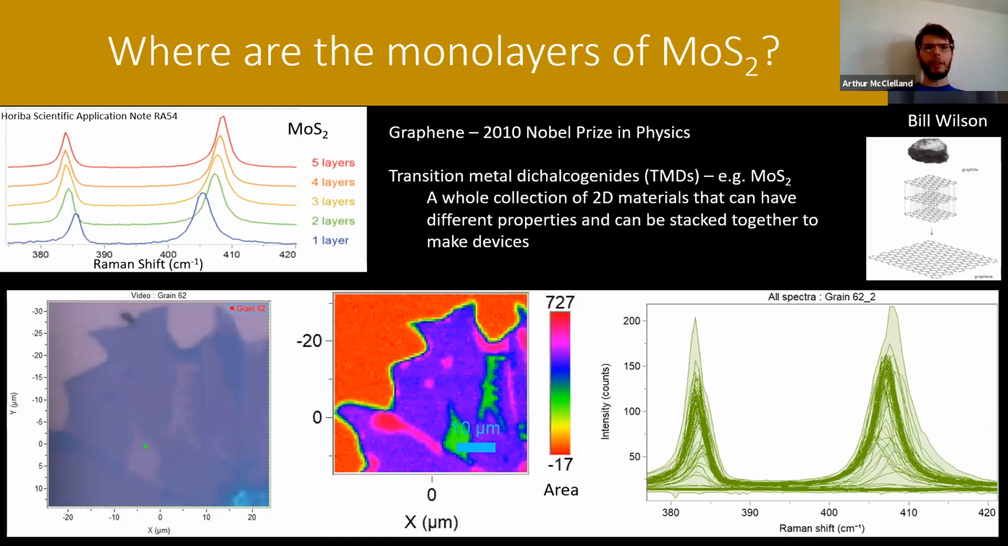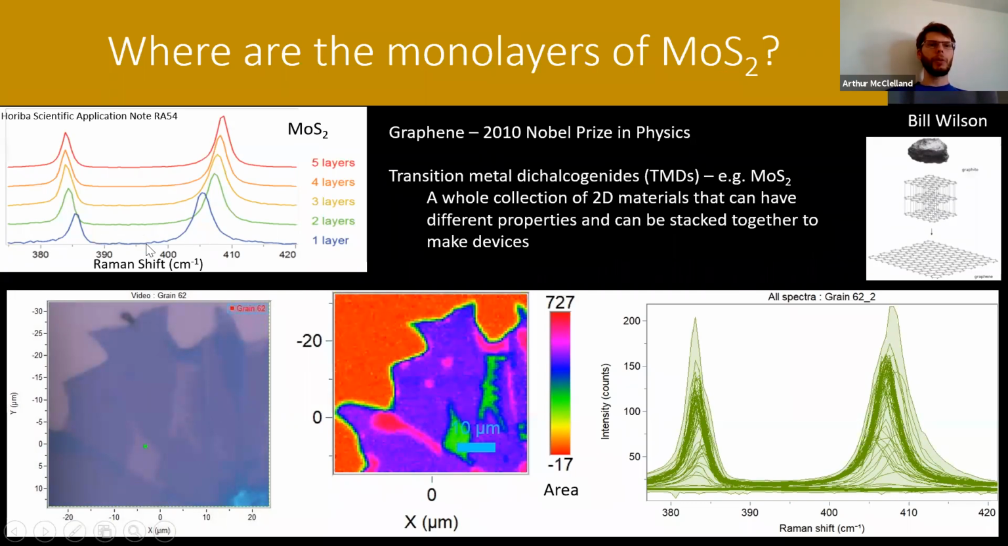So this is an example that Bill Wilson brought me. He was looking at MoS2, that was CVD grown. And of course, the question is, where are the single layers? Where are the bilayers? Where is there strain in the material?